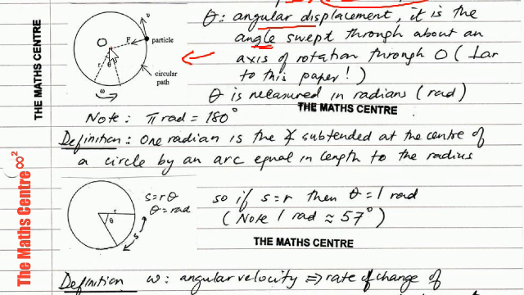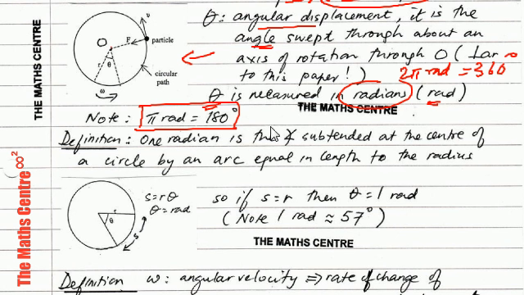In short we write rad. Now you have to know that pi radians is 180 degrees. We know that 2 pi radians is 360 degrees. Therefore pi radians is 180 degrees. Now you need to know this definition, very important. How do you define a radian? Now, 1 radian is the angle subtended at the center of a circle by an arc length which is equal to the radius.